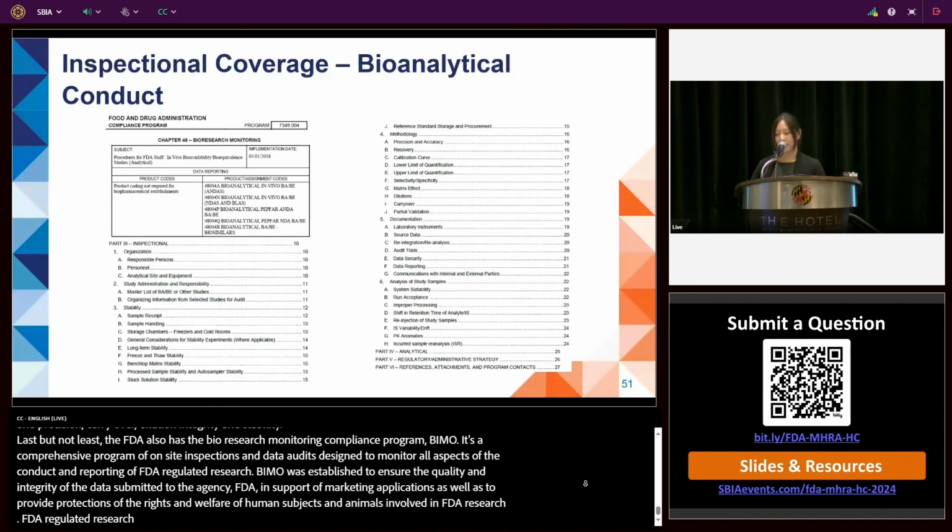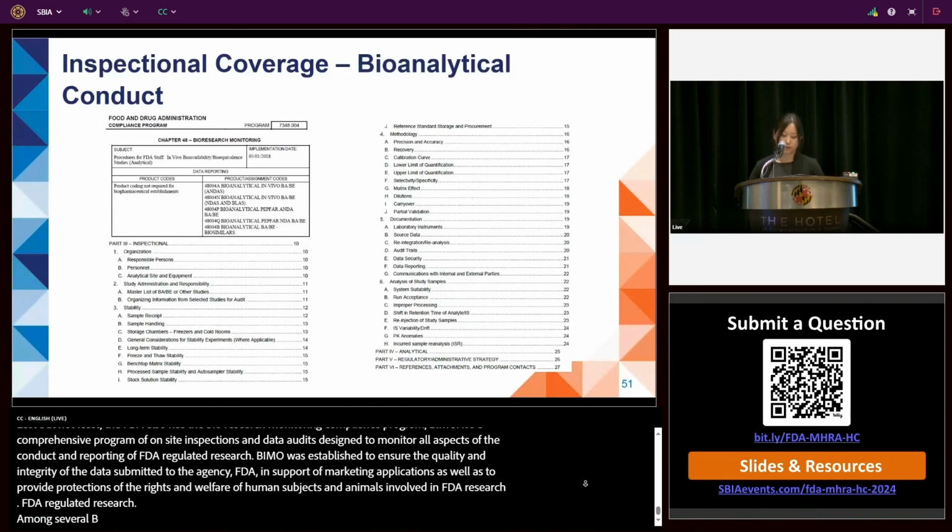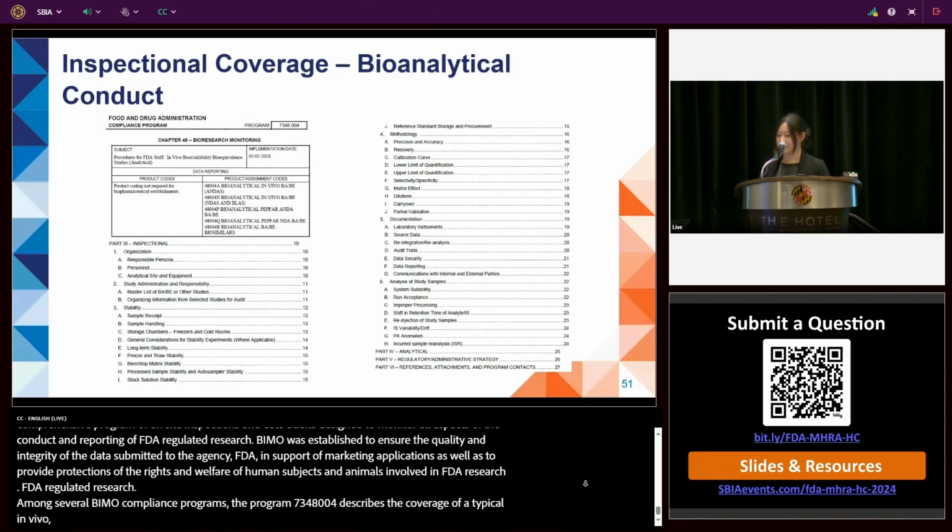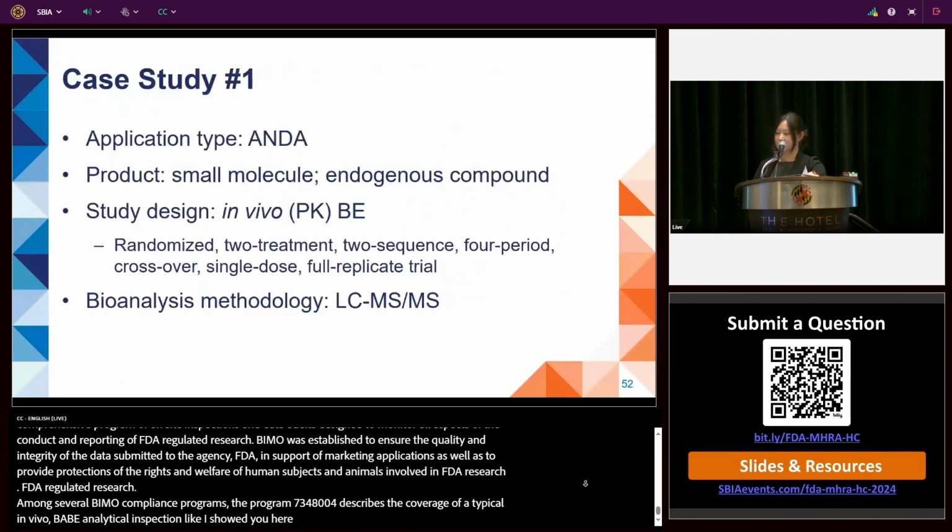Among several BIMO compliance programs, the program 7348.004 describes the coverage of a typical in vivo BA/BE analytical inspection, like I'm showing you here. Again, you may find it online if you're interested for more details. Now, let's switch gears, and I'm going to talk about a few case studies.